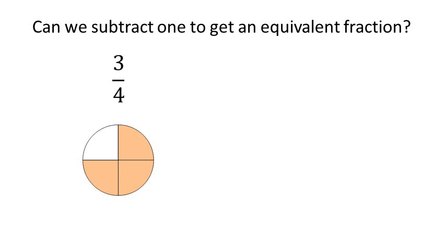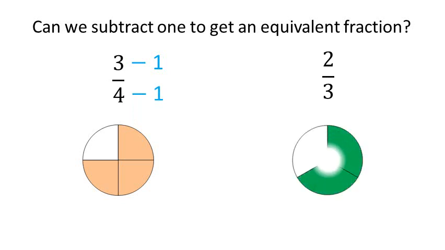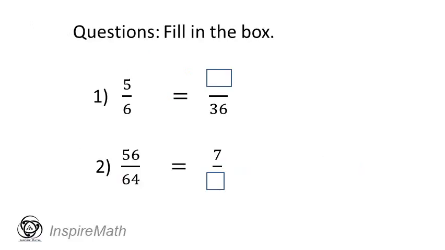So what would happen if we subtract? Let's take 3 over 4 again. If we subtract 1 from the numerator and 1 from the denominator, we get 2 over 3. As you can see in the diagram, they're also not equal. Thus, you can't add or subtract the same number to the numerator and the denominator to get equivalent fractions.